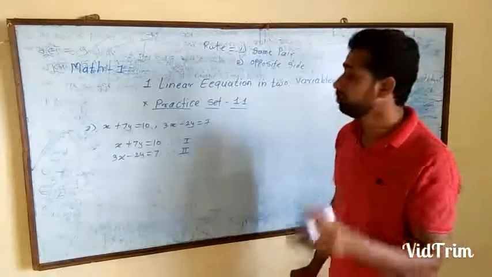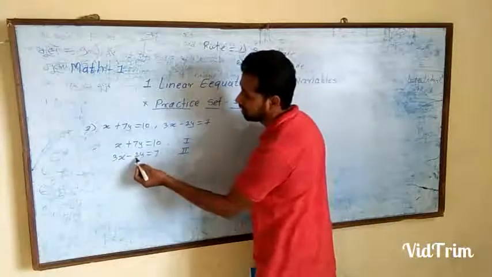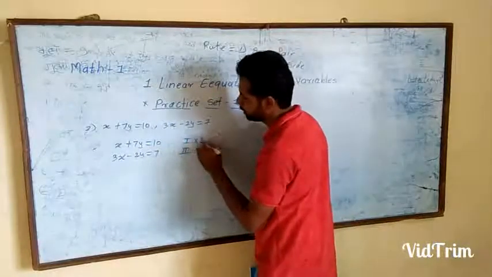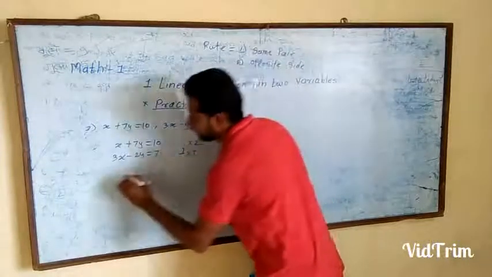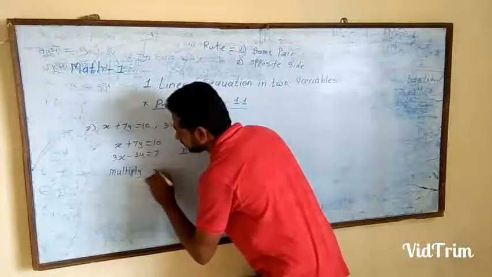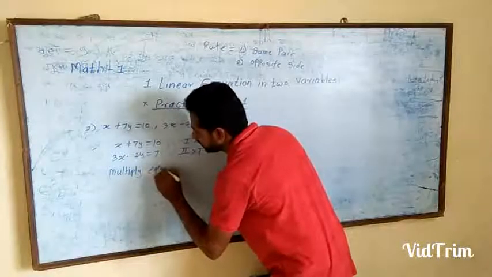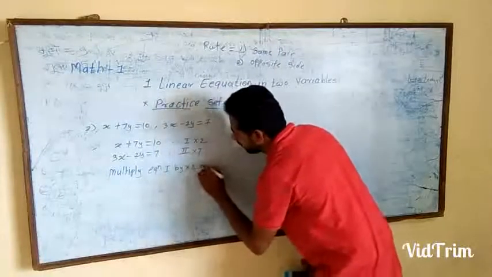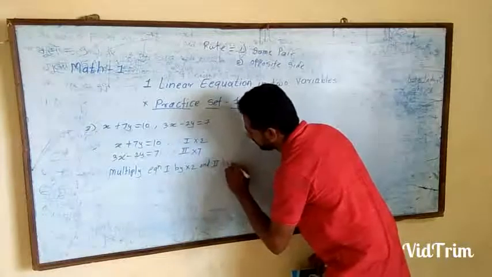So we want to multiply these equations. Multiply the first equation by 2, and multiply the second equation by 7. Right here, multiply equation first by 2 and second by 7.